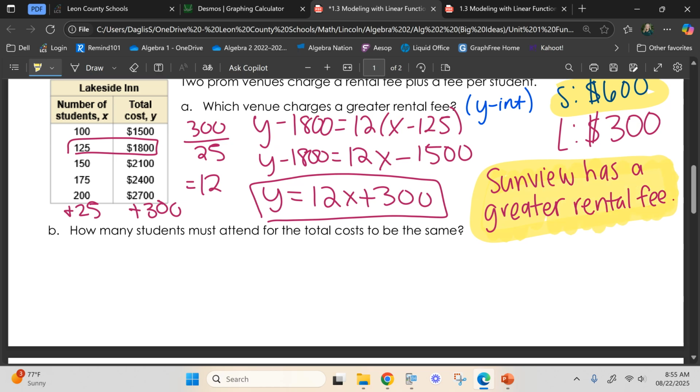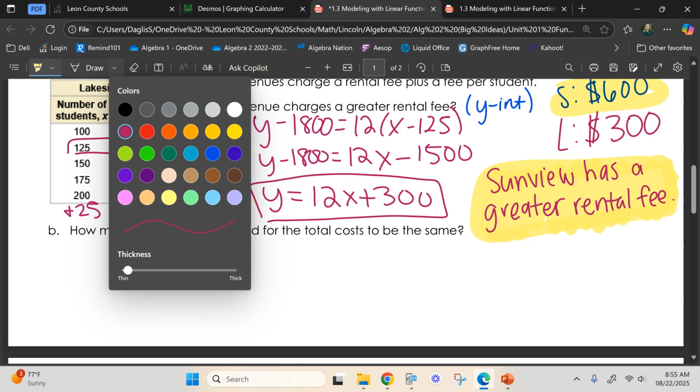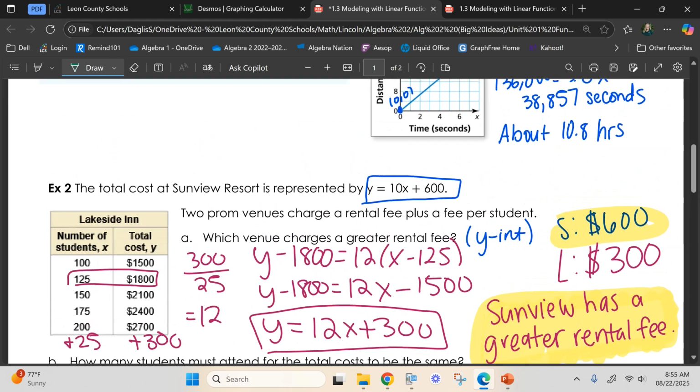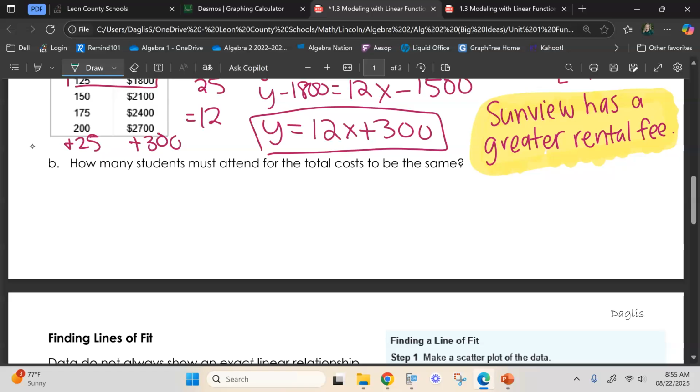The next part of this wants to know how many students have to show up to prom for our costs to be the same, regardless of which venue we pick. Okay, so I have 2 venues. I have 2 equations. How do I know how to make them when they're going to be the same? Make them equal to each other. Okay, so we had 10x plus 600 equal to 12x plus 300. Now what?